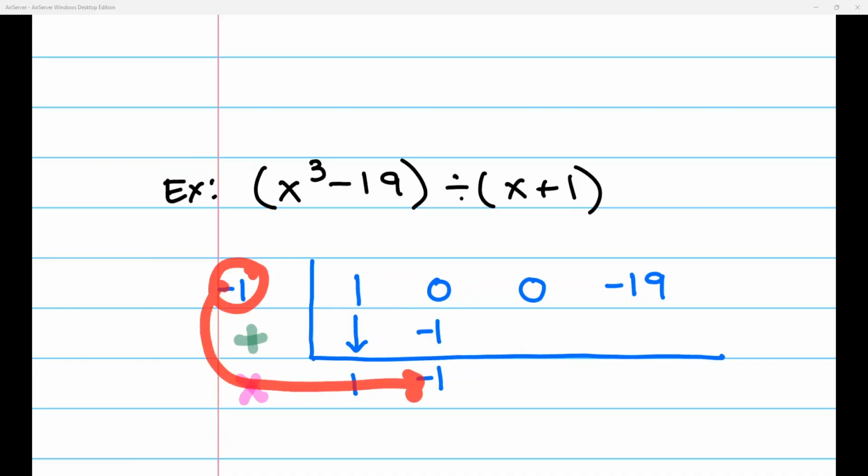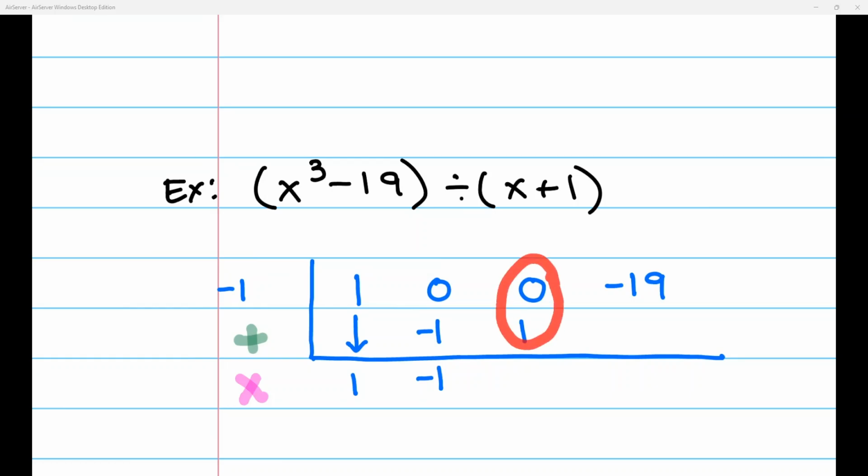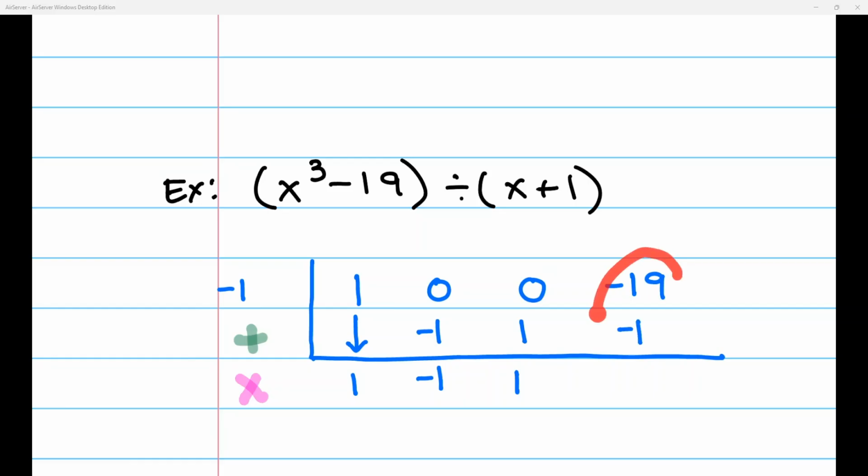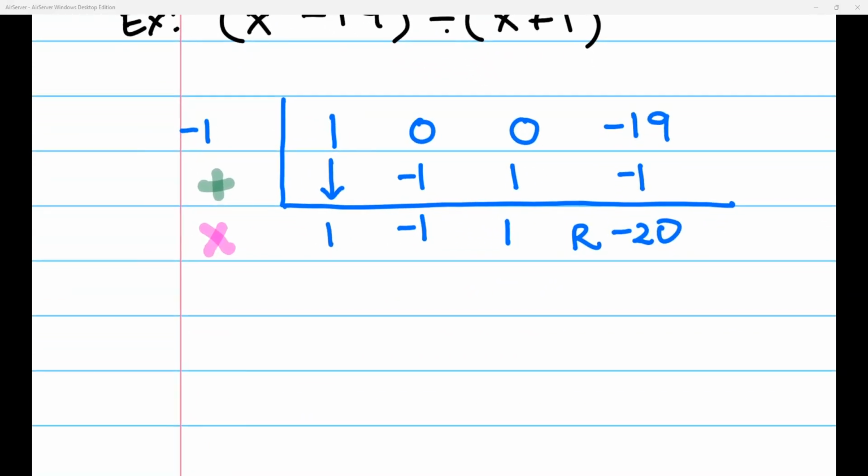-1 times -1, that gives me a +1. 0 plus 1, that gives me a +1. -1 times 1, that gives me a -1. -19 plus -1, that gives me a -20. That last number is always going to be a remainder. And now that I know my remainder, this is going to be my constant, this is going to be the number of x's, and this is going to be the number of x squared.